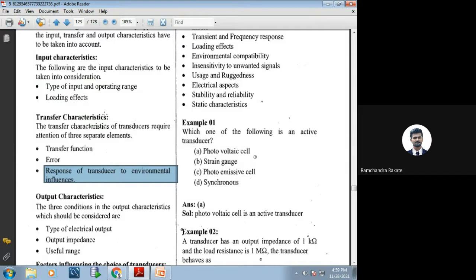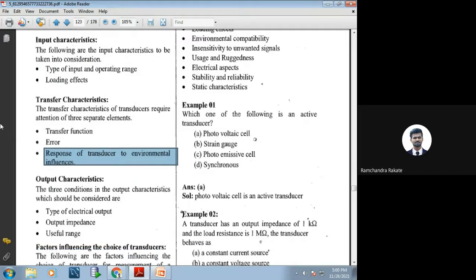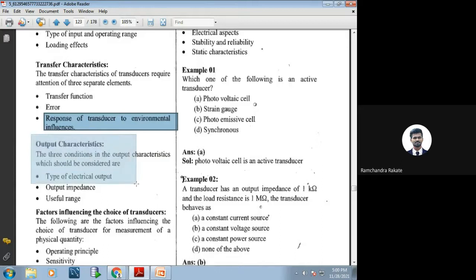Then we have dynamic range. The operating range of the transducer should be wide so that it permits its use under a wide range of measurement conditions. Then we have repeatability. For repeatability of operation, the input-output relationship for a transducer should be predictable over a long period of time. Correct? Yes. Then we have the output characteristics.